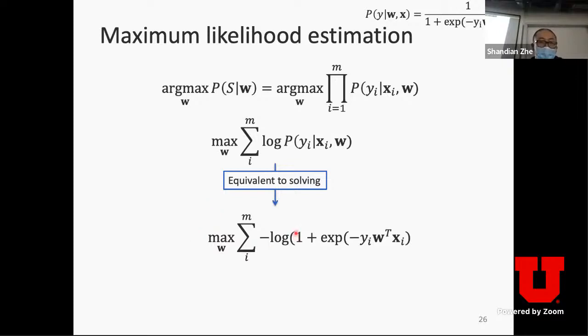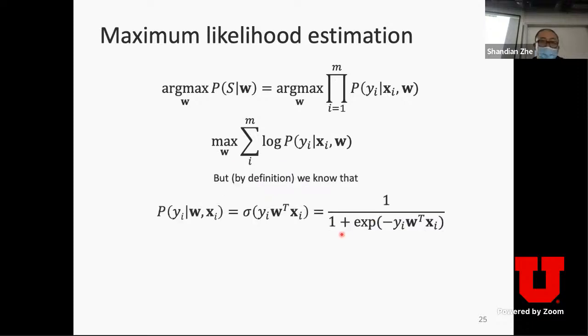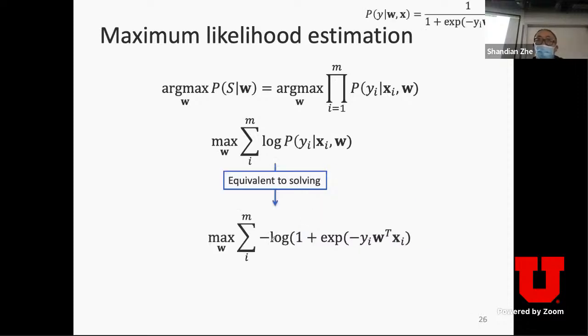We get our objective function, which is to maximize with respect to w the summation, where each term is minus logarithm of 1 plus this. The minus sign comes from here, because you take a logarithm over this. This is actually the denominator taken to the power of -1, so you move it in front of the logarithm. That's where the minus sign comes from.